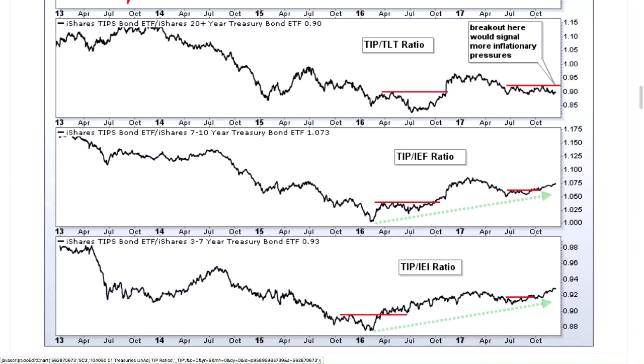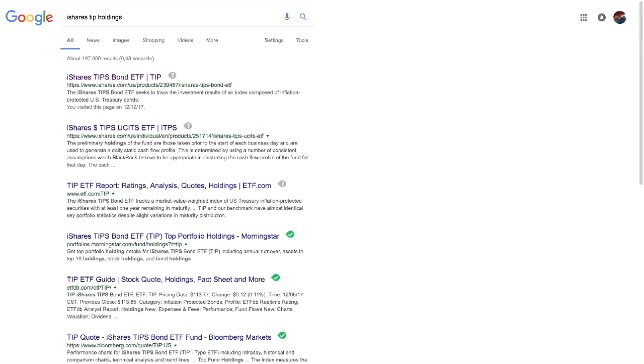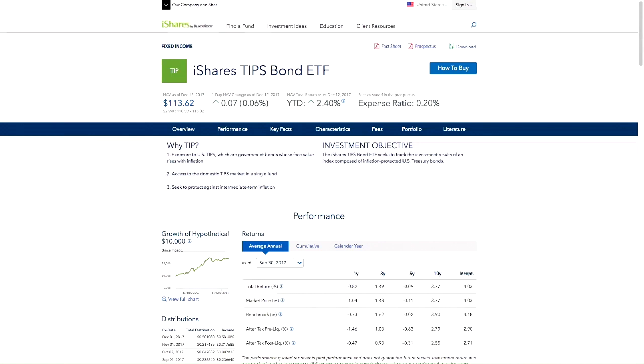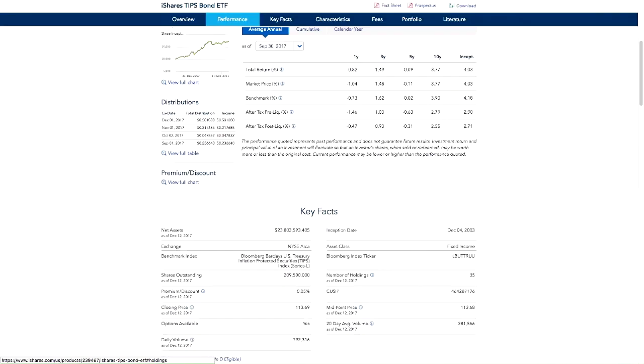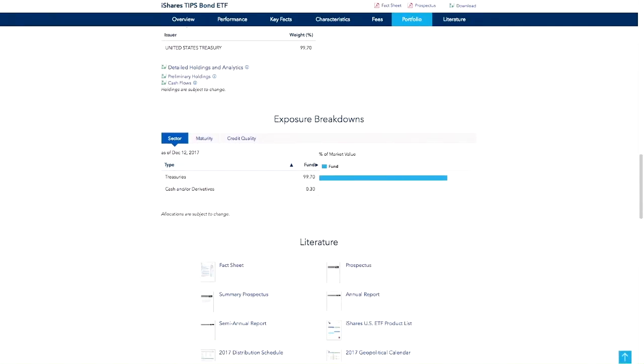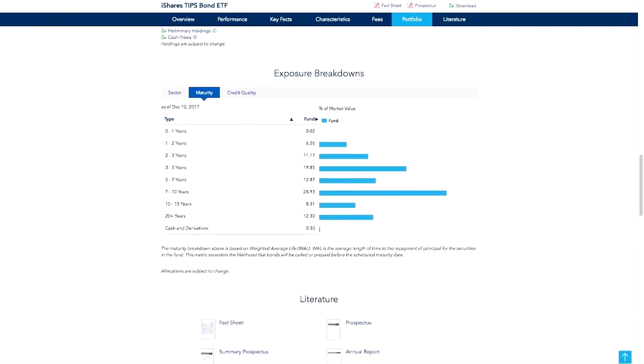In order to figure out which one is best for comparison, we need to know which bonds TIP holds. And in order to do that, we have to do a little search in Google. I searched iShares TIP Holdings, and I clicked that link, and it took me to the iShares website. And there you can see all the details, portfolio here. We can go down, and there's a link for maturity. And I can see the exposure breakdowns. And look at the biggest maturity group, 7 to 10 years.